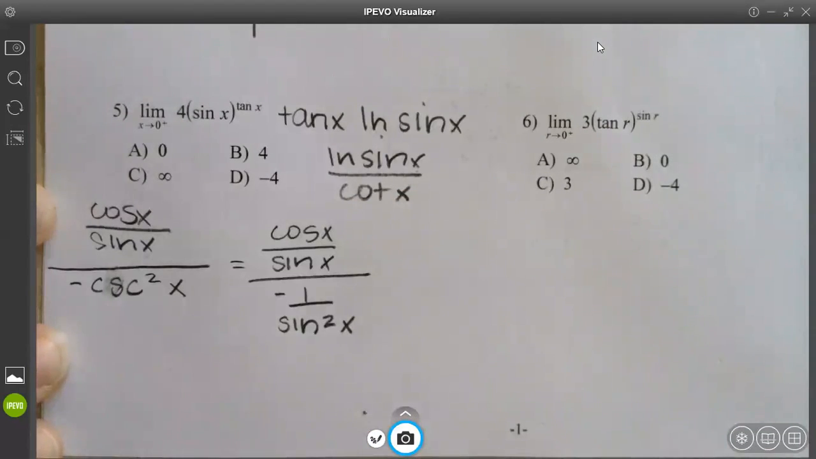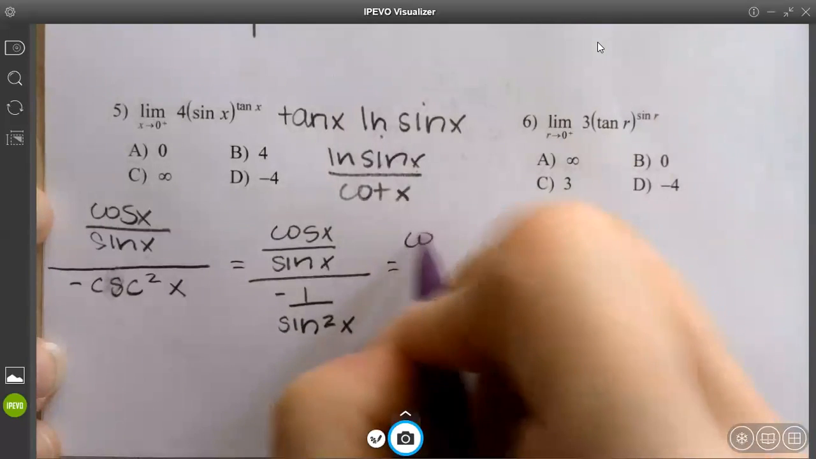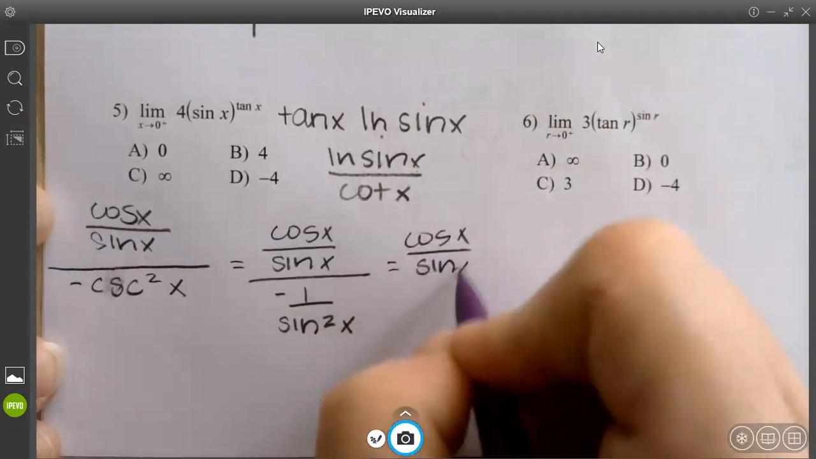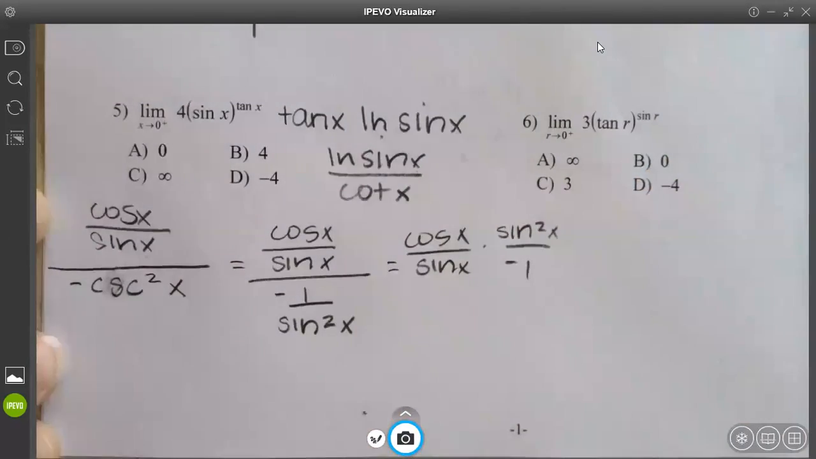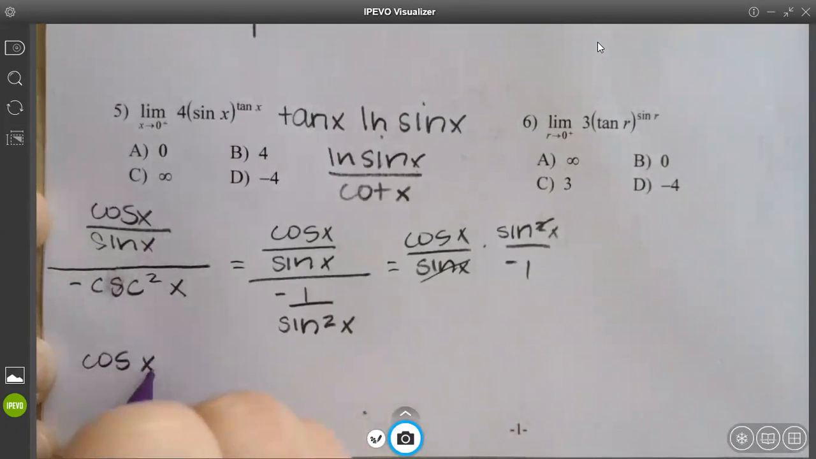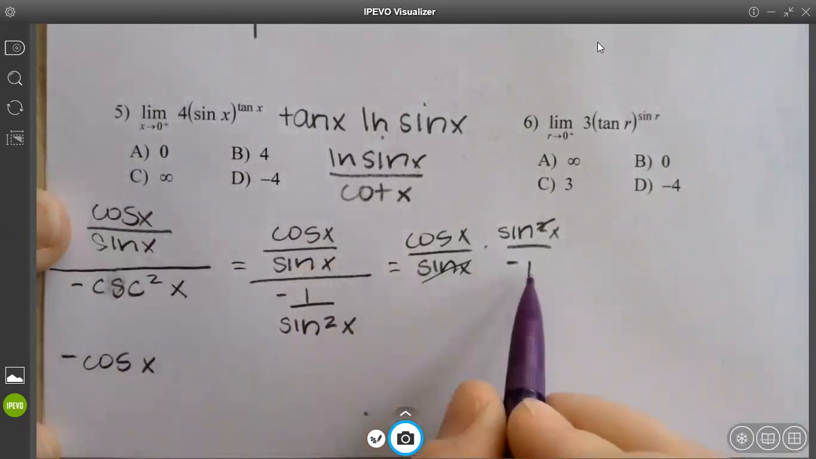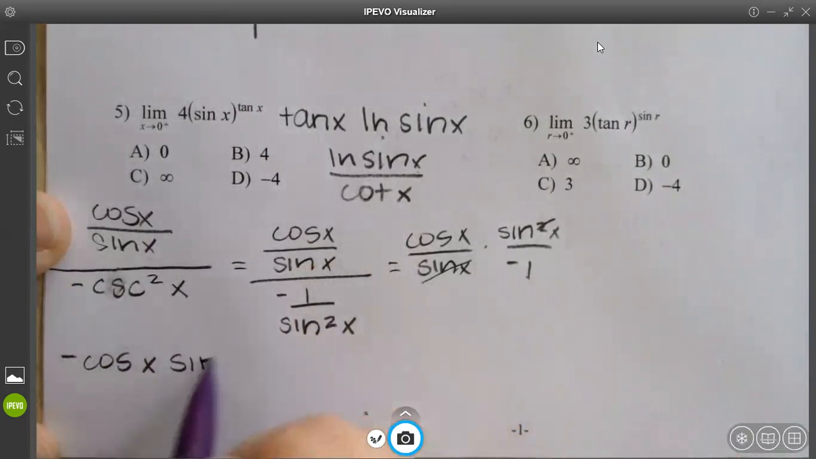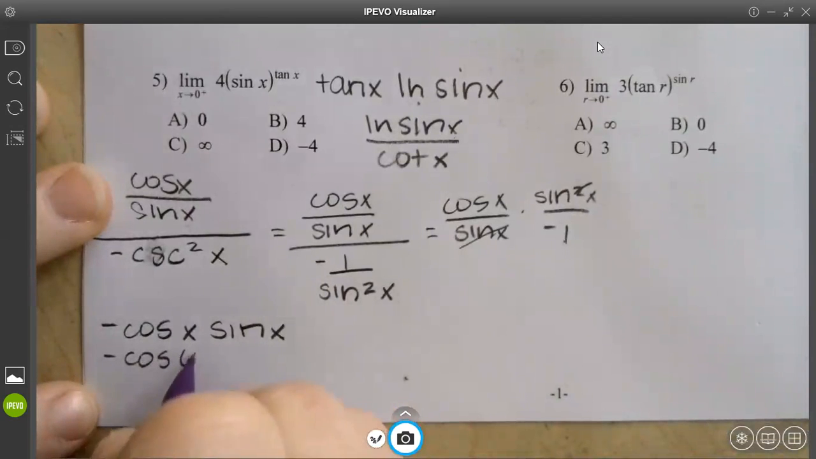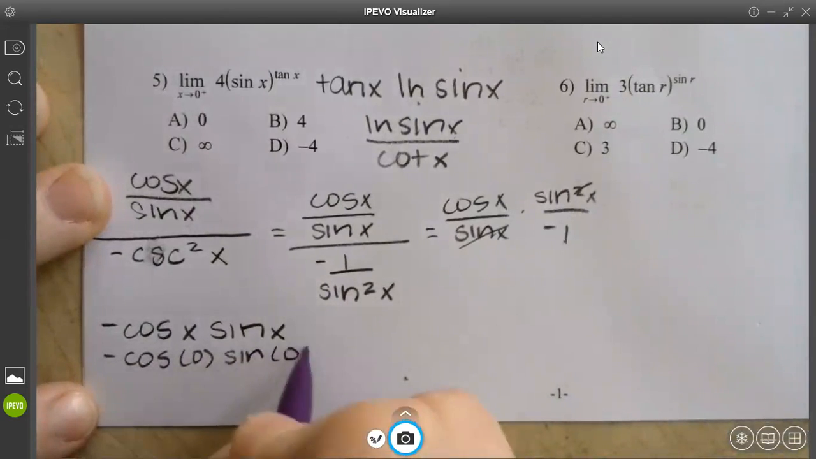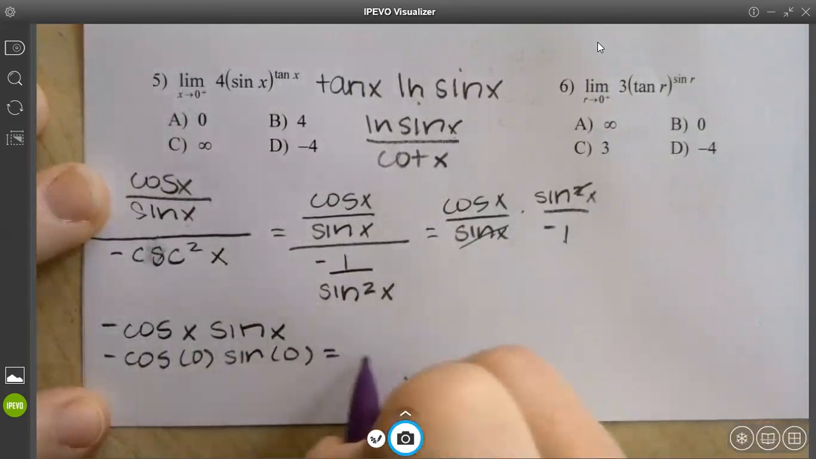And instead of dividing by fractions, we have cosine x over sine x times sine squared x over -1. What happens? One of your sines will cancel out. You have cosine x, a negative cosine x because of this -1 times sine x. Once you take the derivative, what do you do? Gives you 0 times 1 or 0.